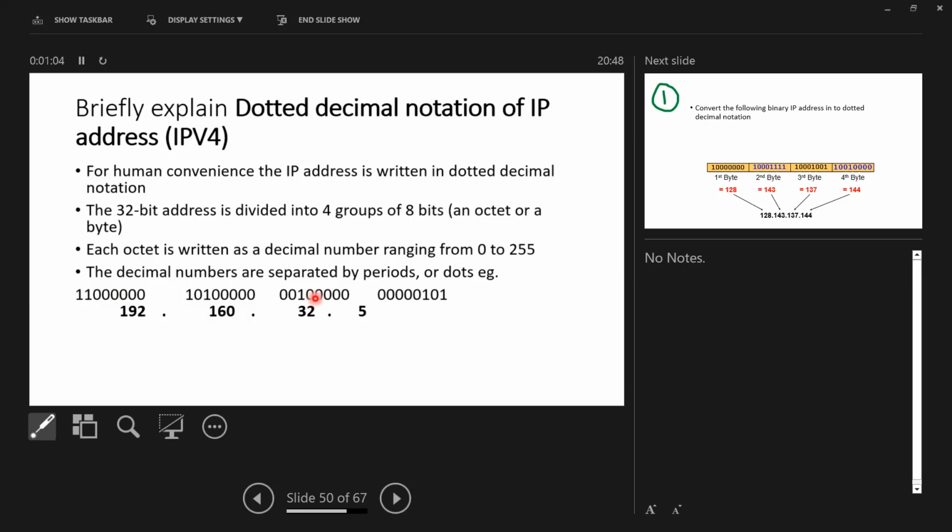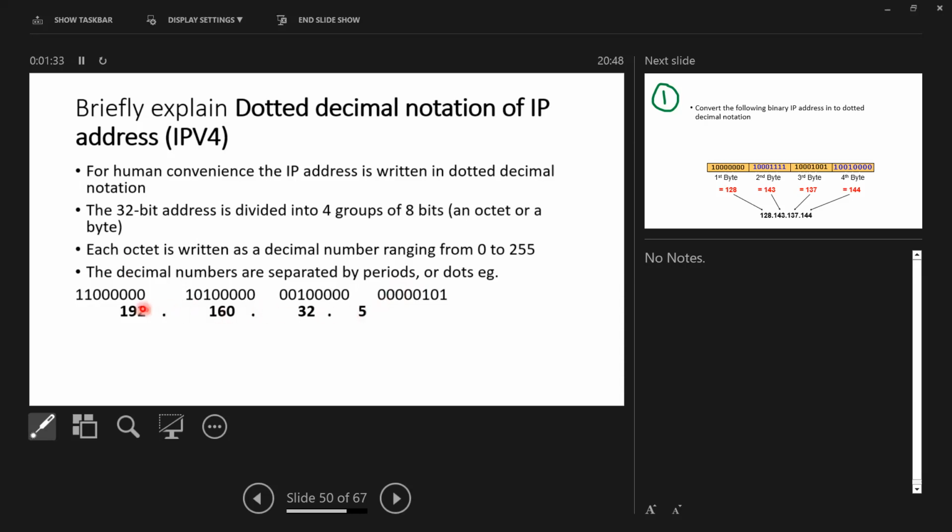Each octet is written as a decimal number in the range of 0 to 255. So this 8-bit number we call an octet. The smallest value it can hold is 0, which is 8 zeros. The largest number is 8 ones. Therefore, we can say 0 to 255. 8 ones mean 255. Is this clear?